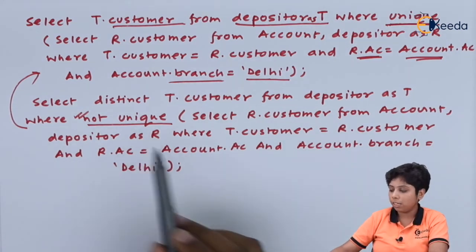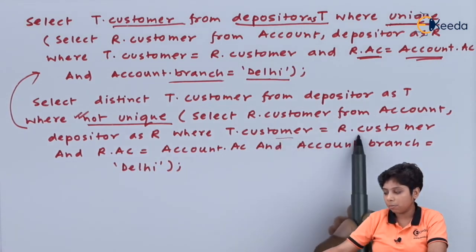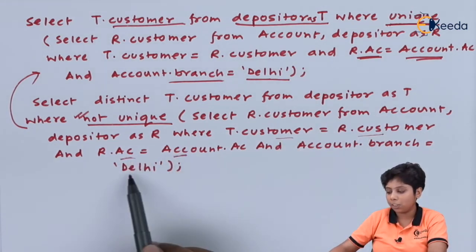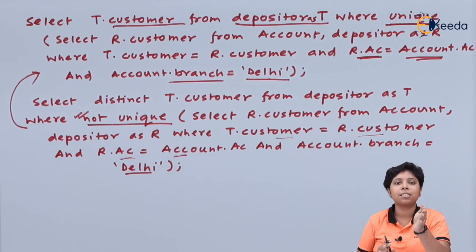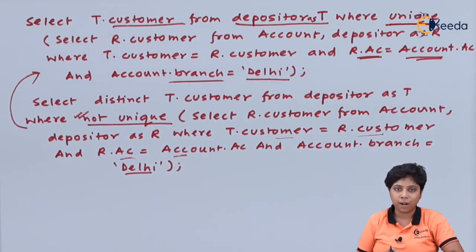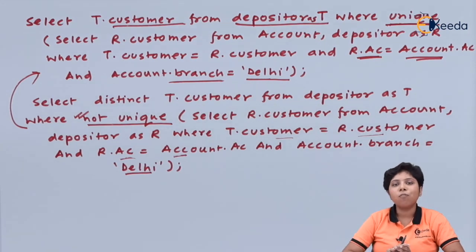So the not unique provided with this customer name matching, account number matching with Delhi, provides the at least 2 query solution. So this is why we can use unique and not unique to check for duplicate values and use them as a set of domain on a subquery of a nested query. So that is all for nested subqueries in SQL.